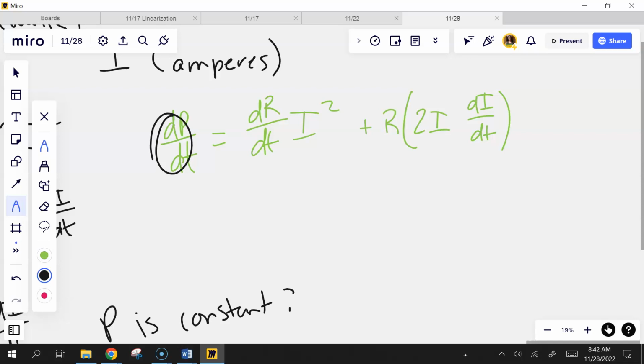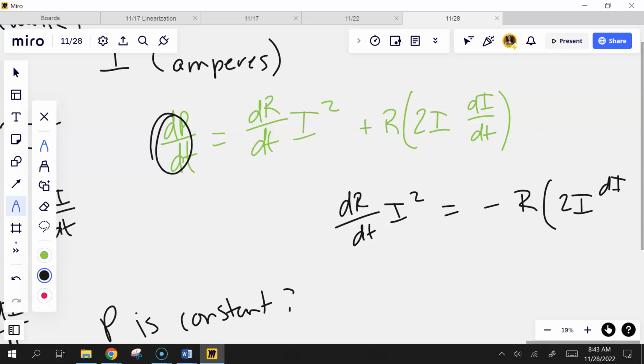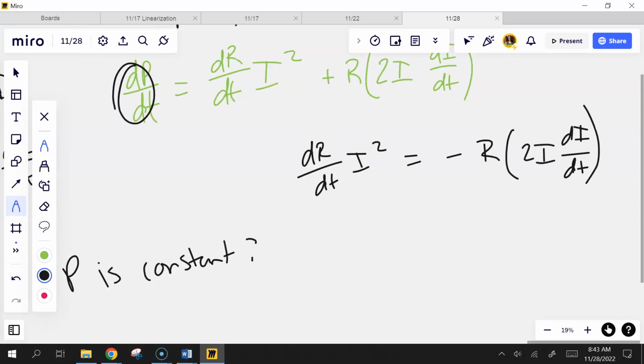Now is dr dt and di dt solved? Well, it's not solved for one of the two, but you could easily solve it for one of the two, right? I could say dr dt times I squared equals negative r, and then I could divide by I squared if I needed to, which is more along the lines of what we'll have to be doing.